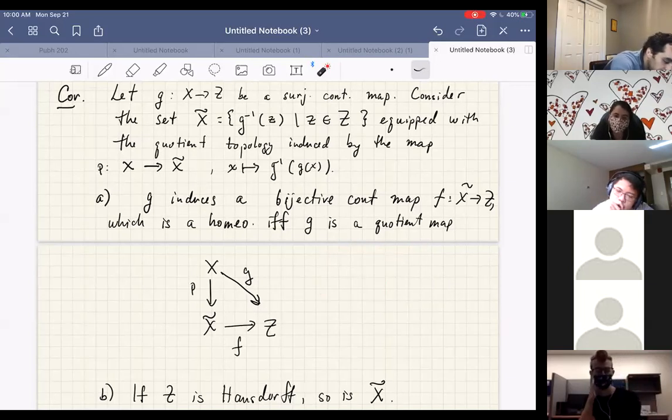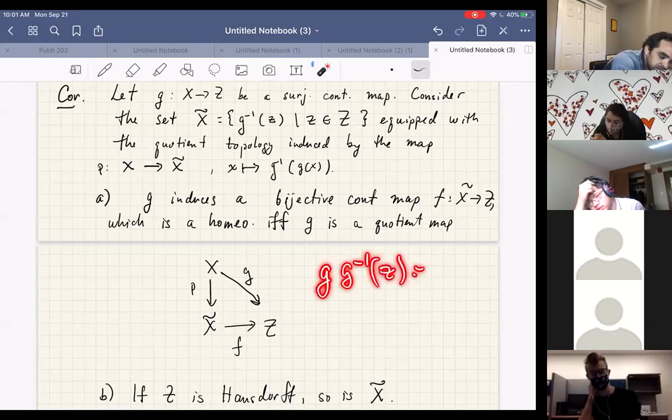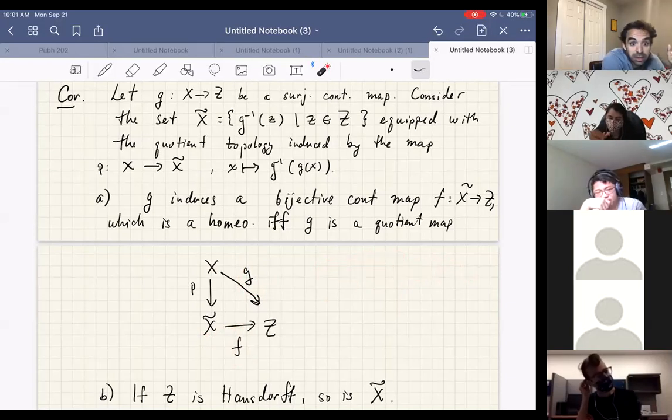Oh, okay. Whatever the representative was, little Z. Yeah, exactly. Because what's F on that point, right? It's just G applied to the inverse image of that, right? But G of G inverse of Z would be Z, right? Did you follow that?